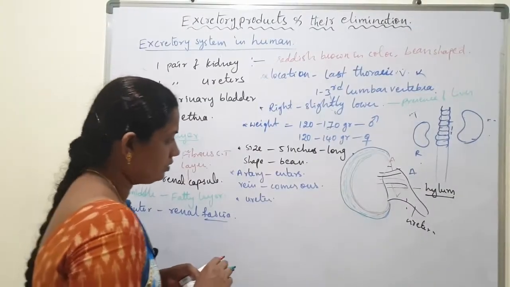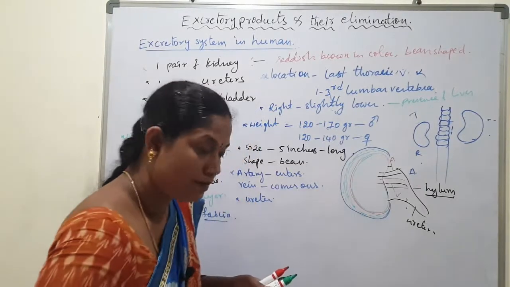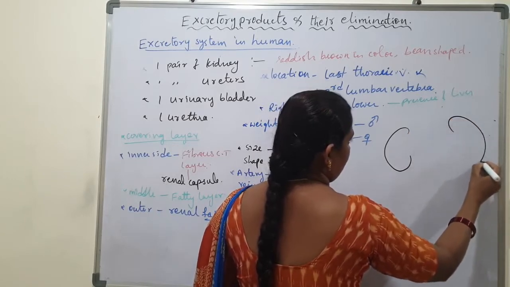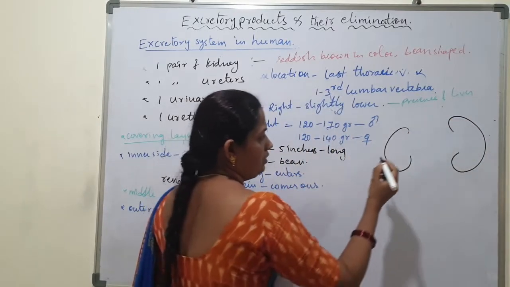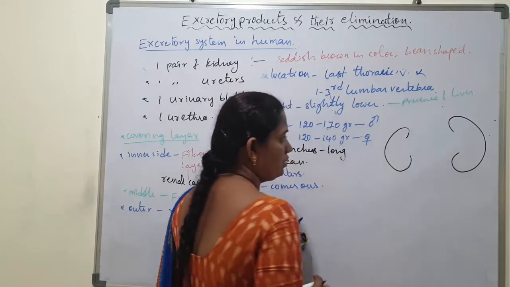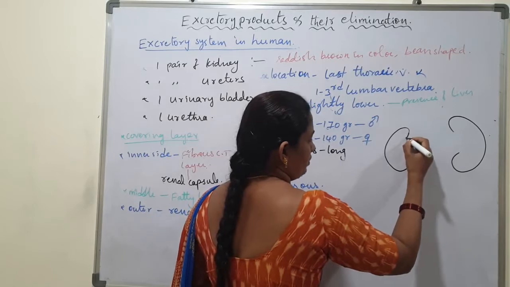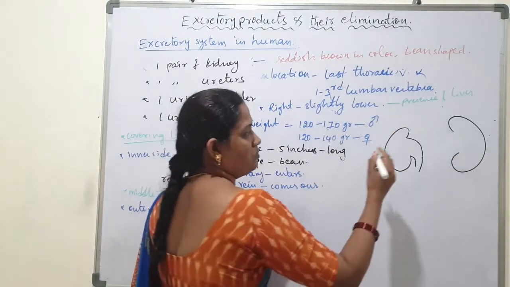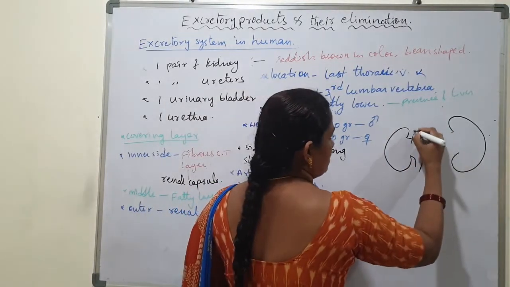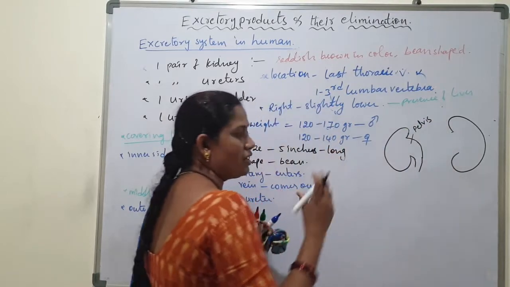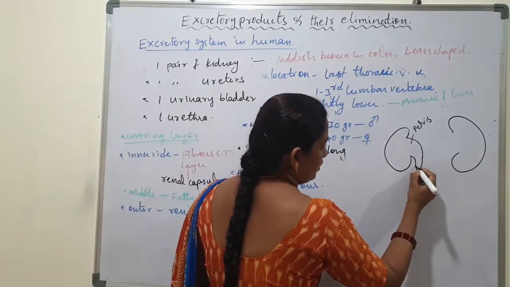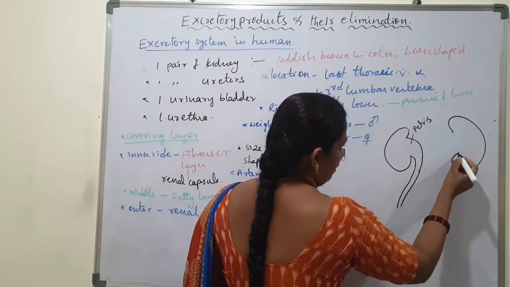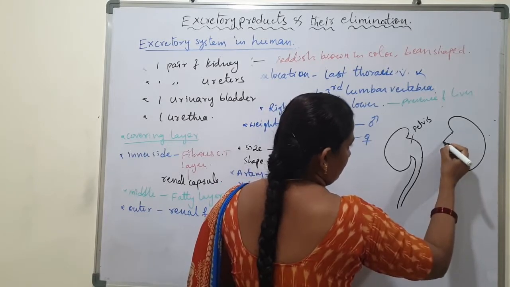Next, here in the kidney, this is one kidney, the right kidney and the left kidney. Here this portion is called the hilum. From the hilum, a wider tube arises. This wider portion is called the pelvis. Next, from the pelvis, small narrow tubes arise, like this.